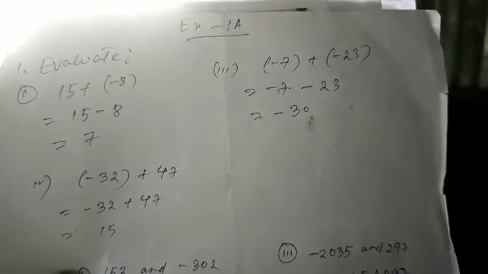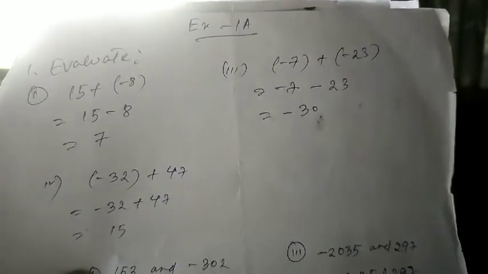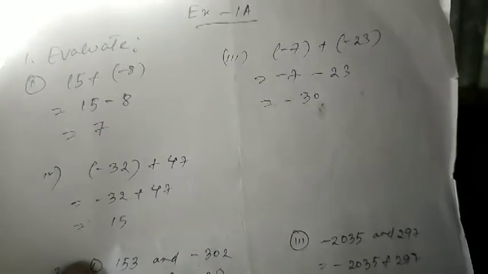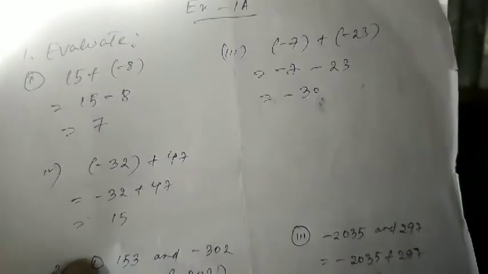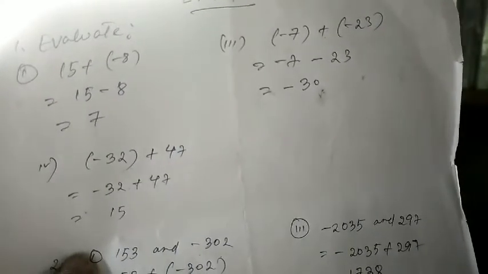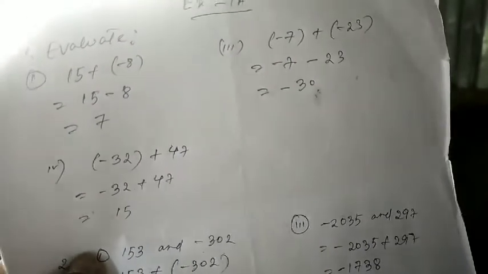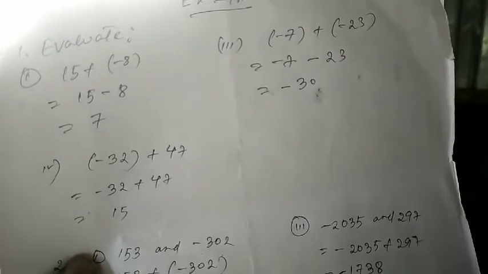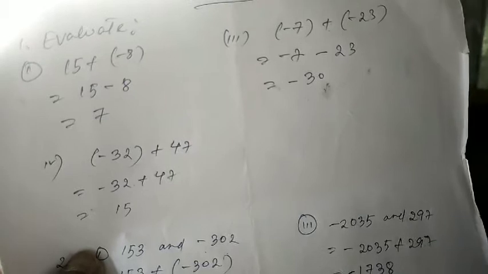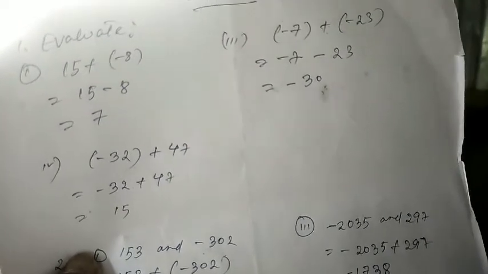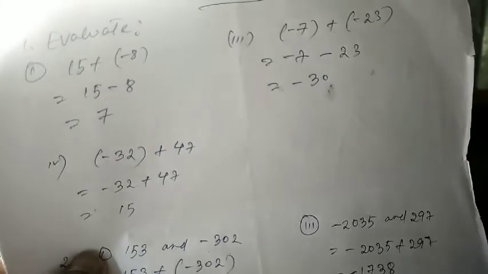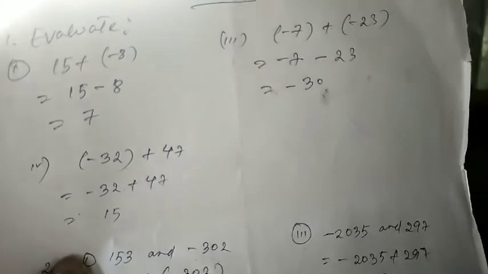Let's start with exercise 1a. Question number 1, evaluate: 15 plus bracket minus 8. Here there is a bracket between two signs, plus and minus. I just told you what happens when there is a bracket sign. Plus into minus will give you a minus sign. So 15 minus 8 equals 7. Now 15 is a bigger number, so the sign will remain positive.